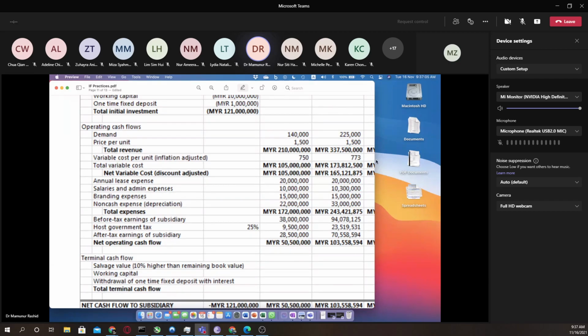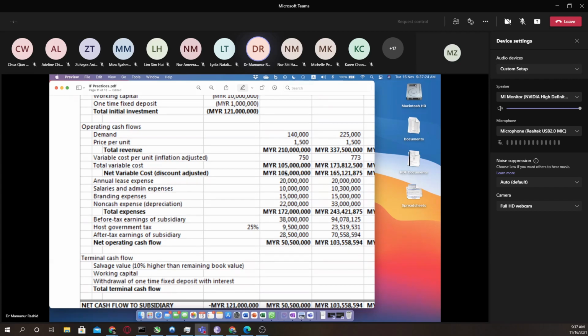Second year, third year, fourth year will change. Total variable cost is given. Net variable cost, discount adjusted. Now in the first year you see 105 variable cost, but the number of units is 140. It's below 200,000, so no discount. If no discount, 105 same.